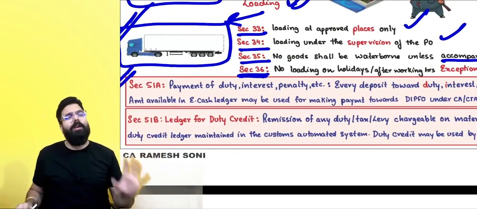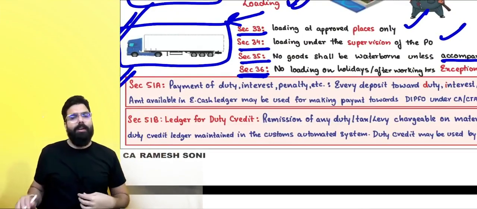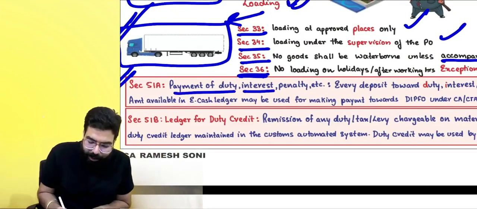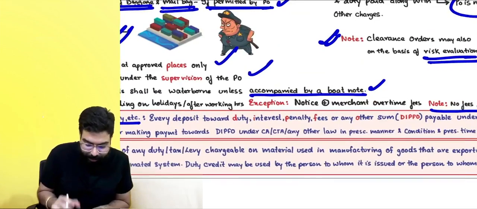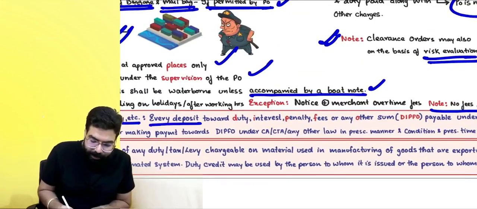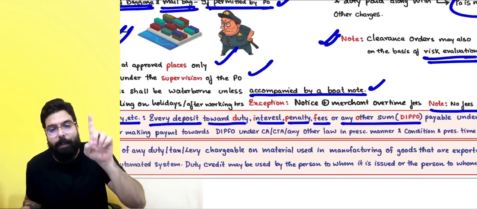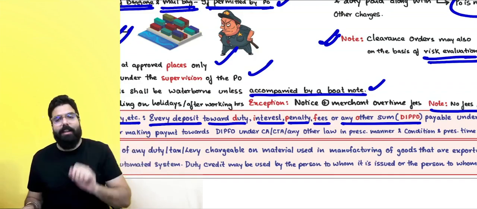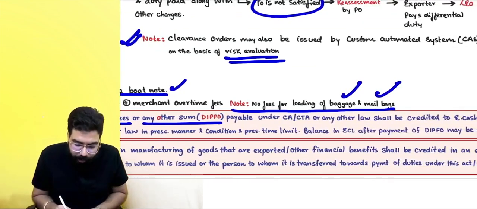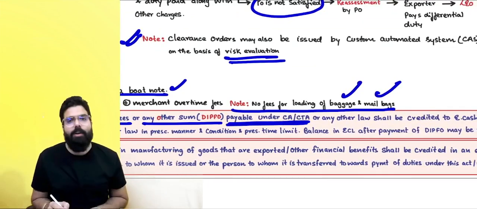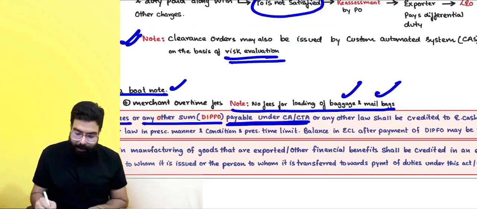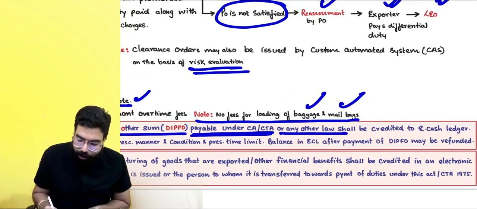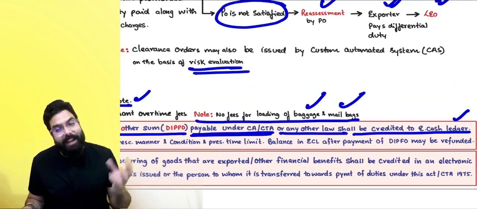Okay, sir. Now there is section number 51A, which says payment of duty, interest, penalty, etc. Sir, every deposit towards duty, interest, penalty, fees or any other amount payable under the Customs Act or the Customs Tariff Act, or any other law, you should first deposit in the e-cash ledger.